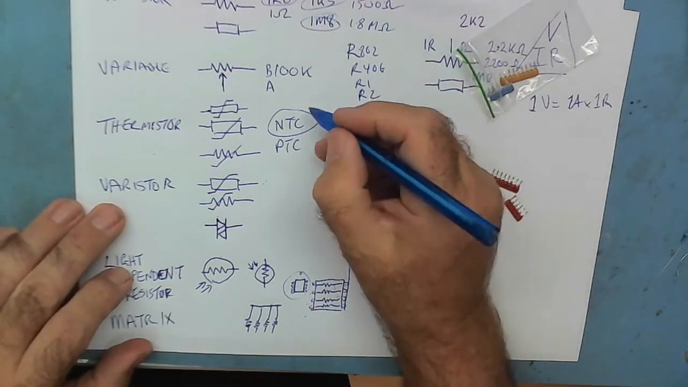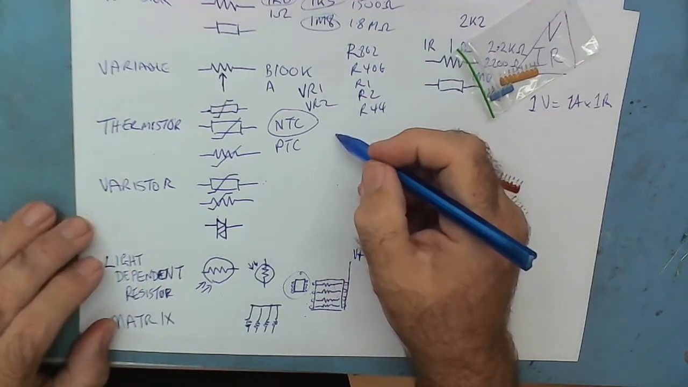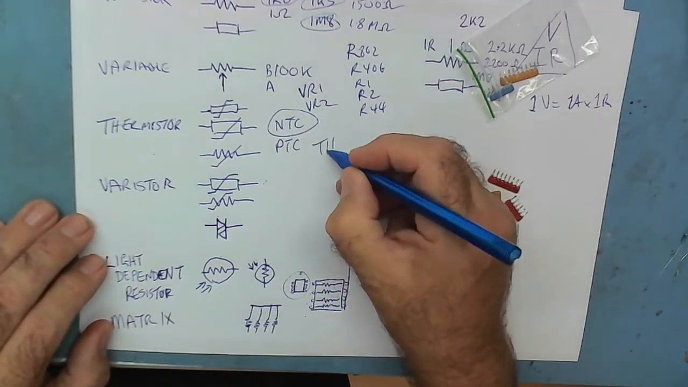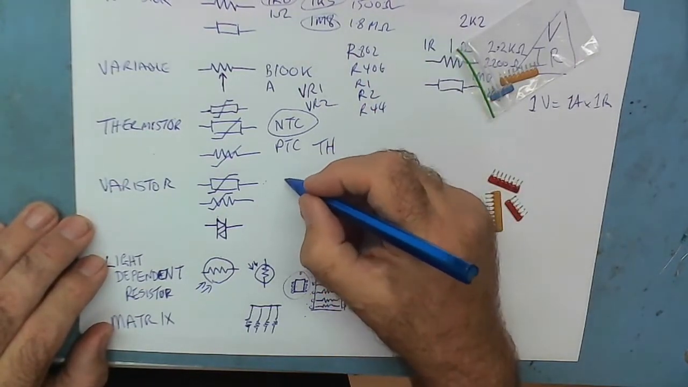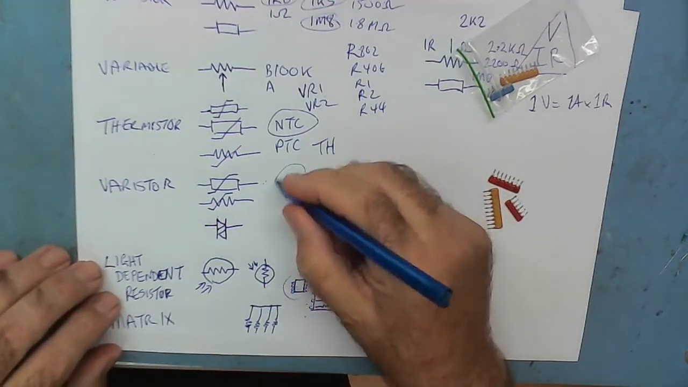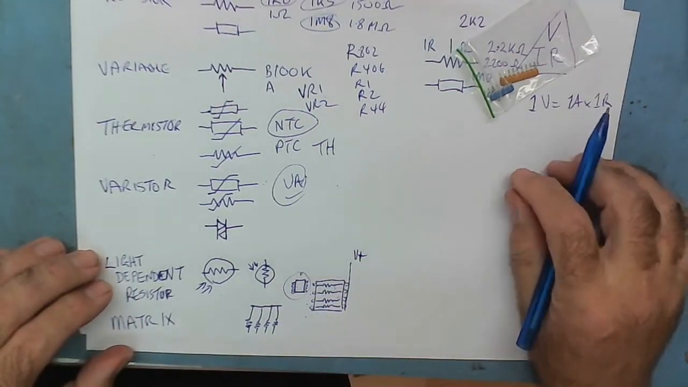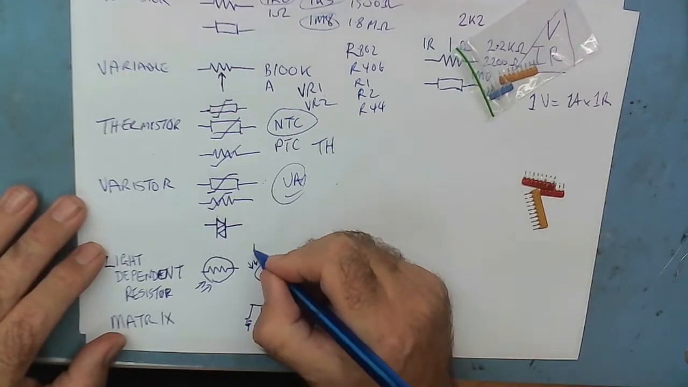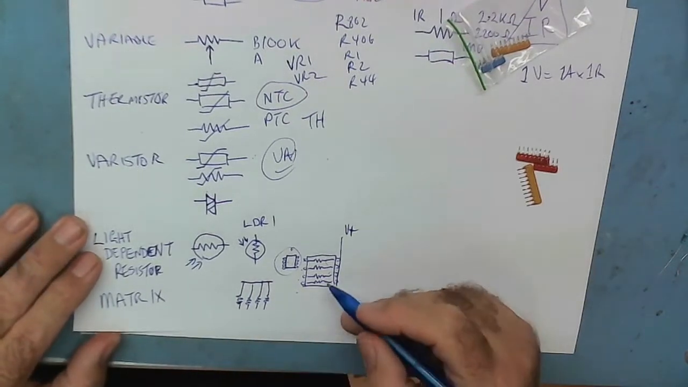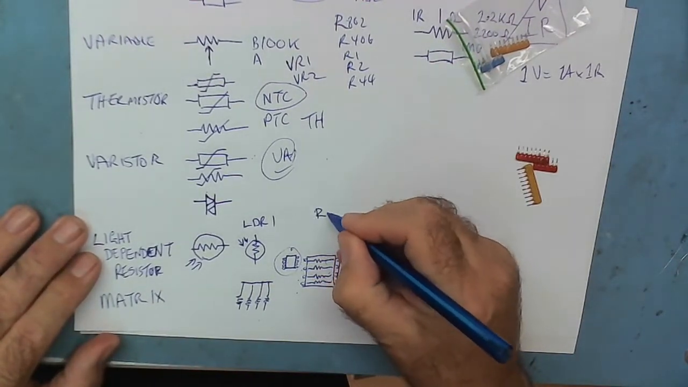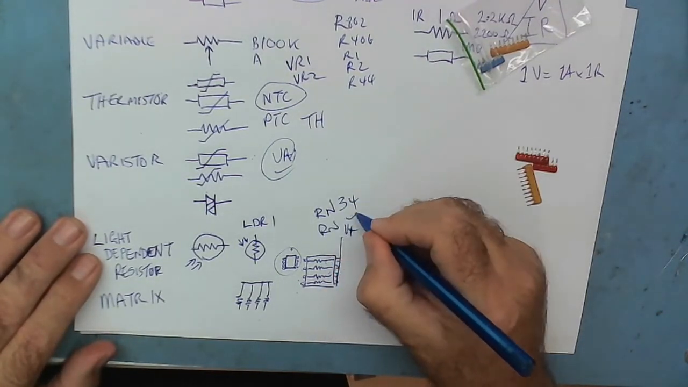Variable resistors are normally marked as VR, VR1, VR2, and so on. Thermistors, sometimes TH. Varistors, I can't think of what the common one is, it might be VA, but I wouldn't even be certain of that. Next time I find a circuit board with a varistor on, we'll have a look and see what it is. Light dependent resistors will be LDR1, LDR2, and so on. And these resistor matrices are usually marked as RN, resistor network. So you'll see RN34, RN48, that sort of thing.